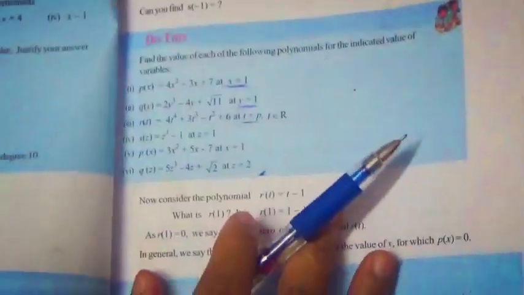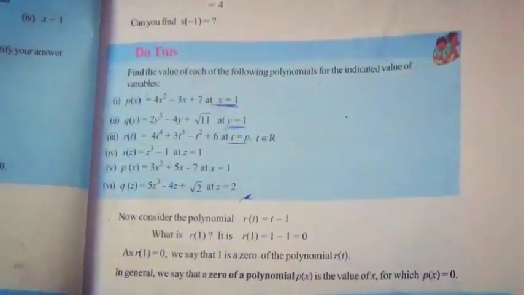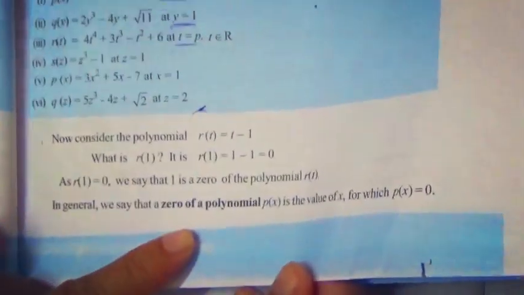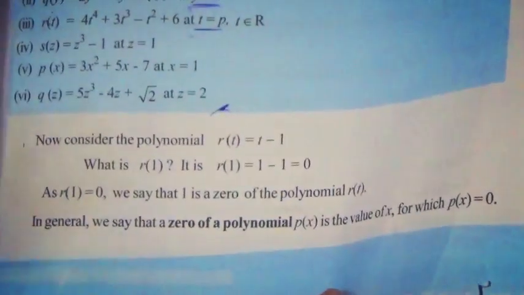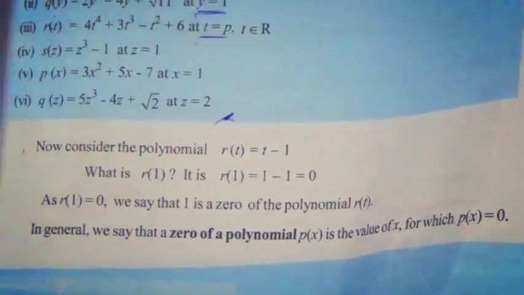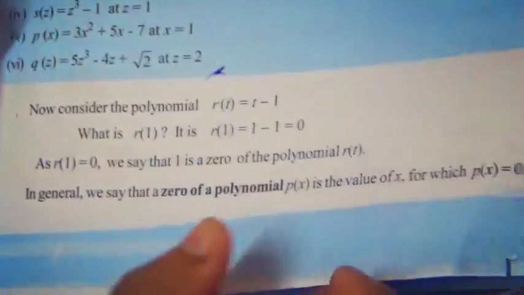Here I finished page number 33 of polynomials for the 9th students, AP and Telangana maths textbook. Next I'll explain the next topic, that is zeros of the polynomials. We have to find the value for which the polynomial gives 0. So we have to find out those values.